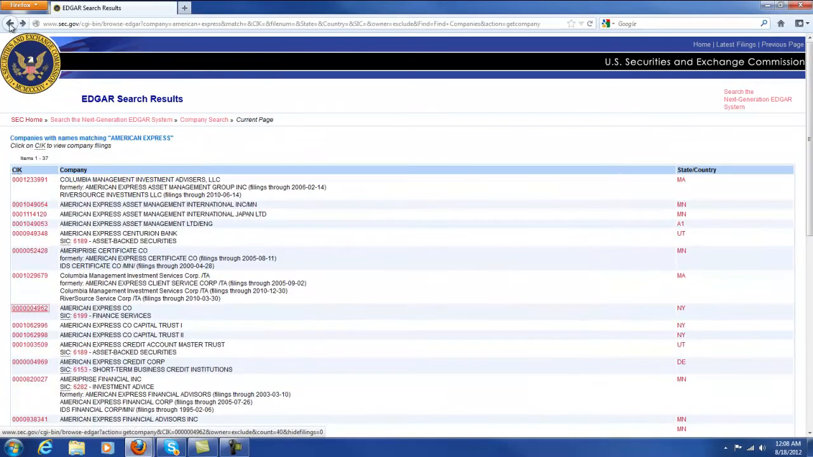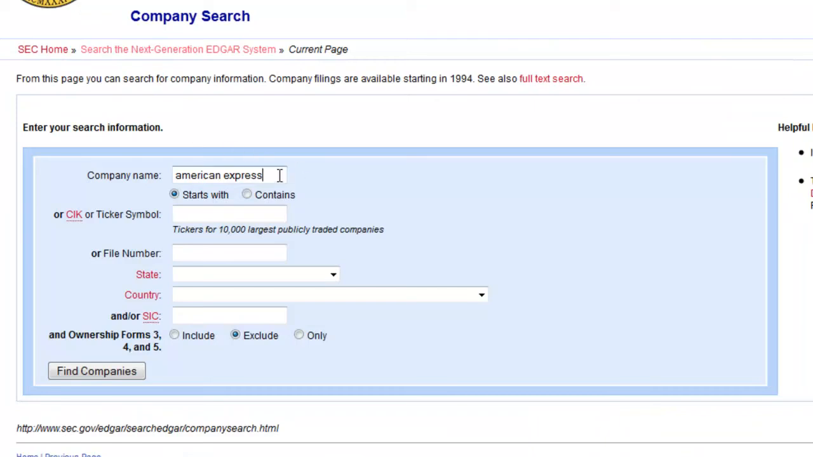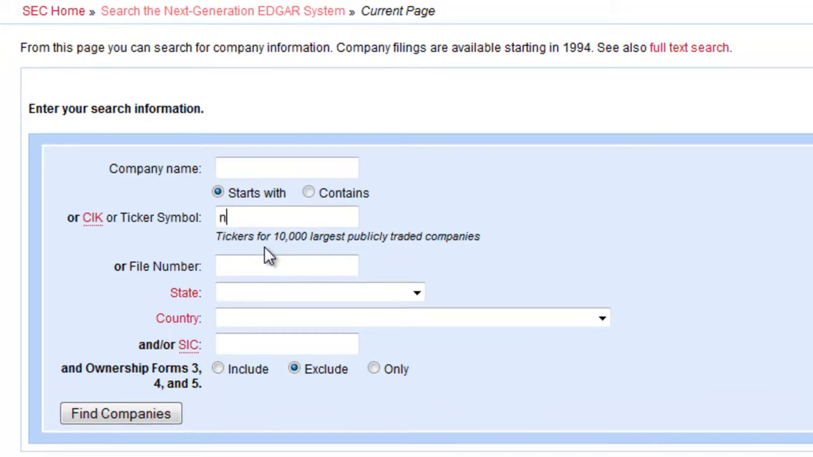But let's go back again. I want to show you something else. Let's use a different company. Let's use a ticker symbol NROM, which is a ticker symbol for Noble Romans Pizza, and click OK.